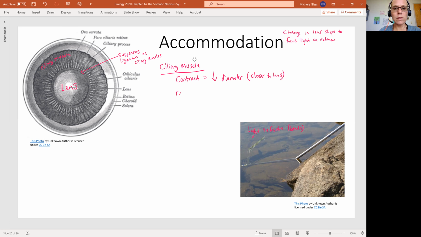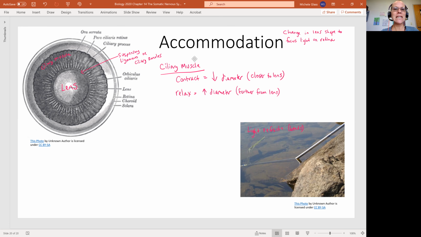So the opposite of all this would be true if you relax the muscle. So now take your hand and make like a big circle with your hand. It's nice and relaxed. You have a big circle. So you have a higher diameter. And that means you're further from the lens. That muscle is. Now remember, you have suspensory zonules. I just combined two different names, didn't I? You have suspensory ligaments, which is what I learned, or you have ciliary zonules. Same structure, different names, right?